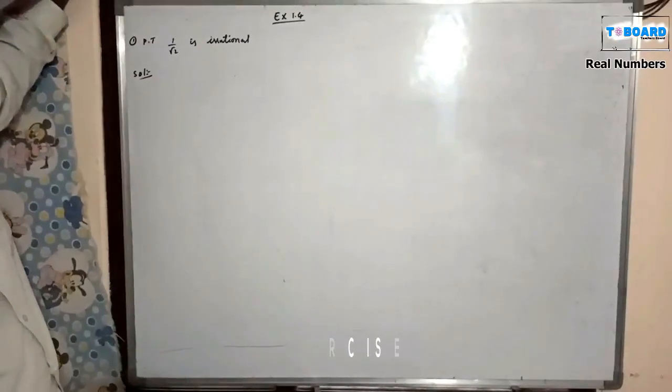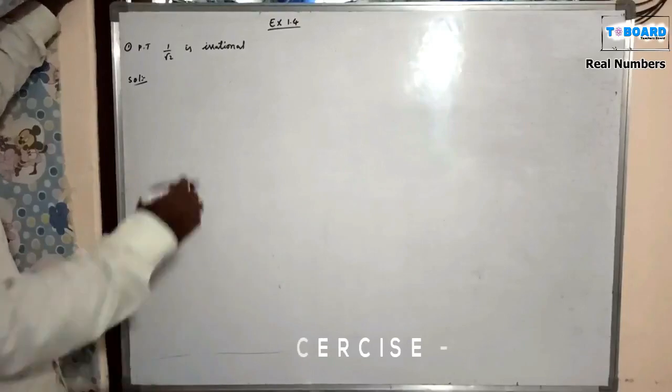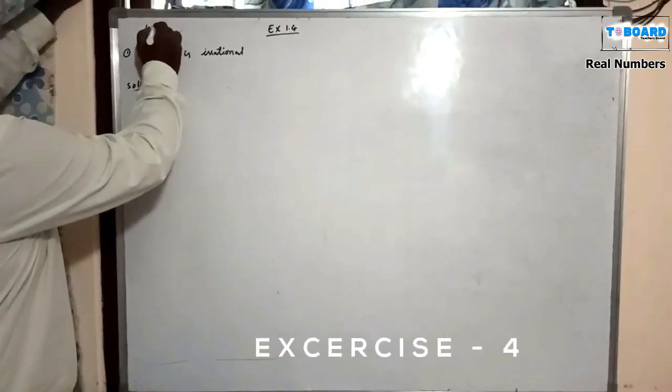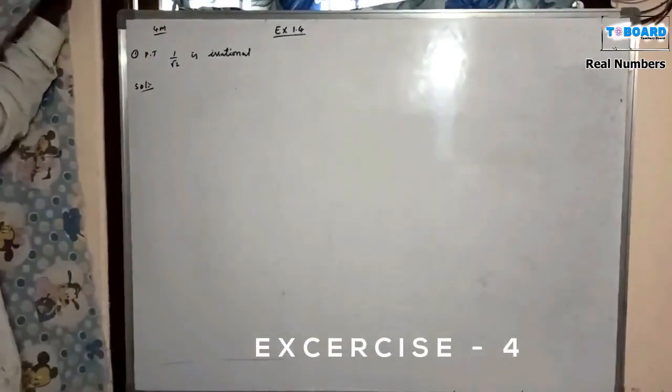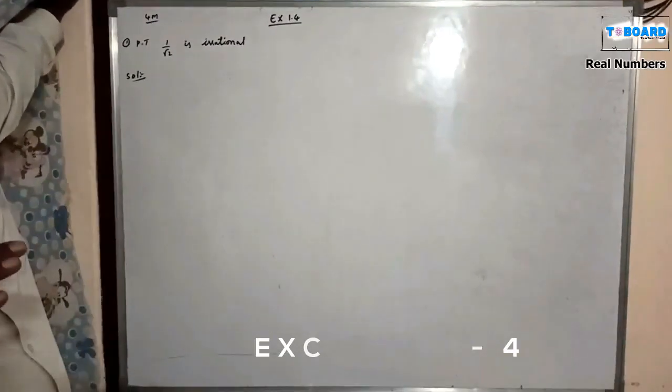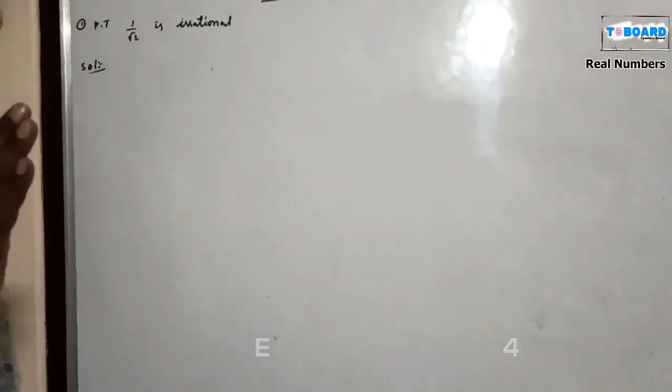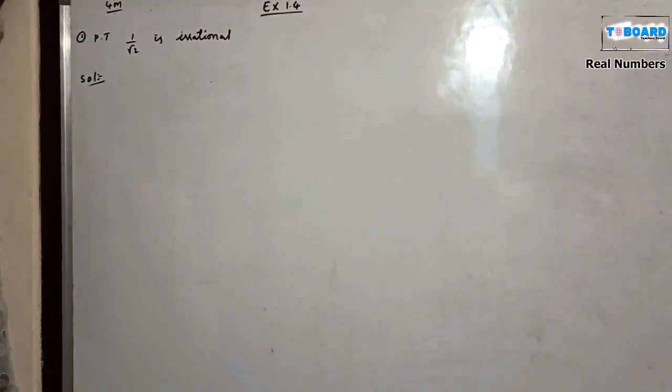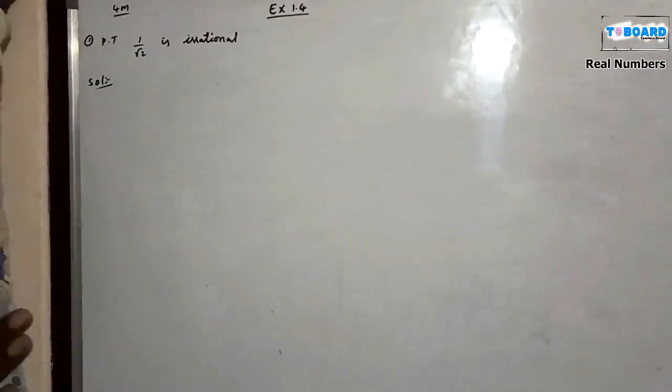That 1 by root 2 is irrational. In this exercise, 4 marks compulsory question. Okay, 1 by root 2 is irrational. This is the indirect method. Indirect method means, for example, we have to prove 1 by root 2 is irrational.